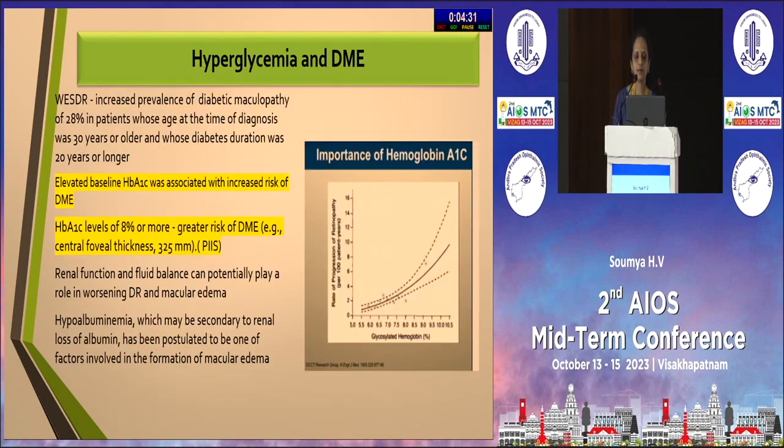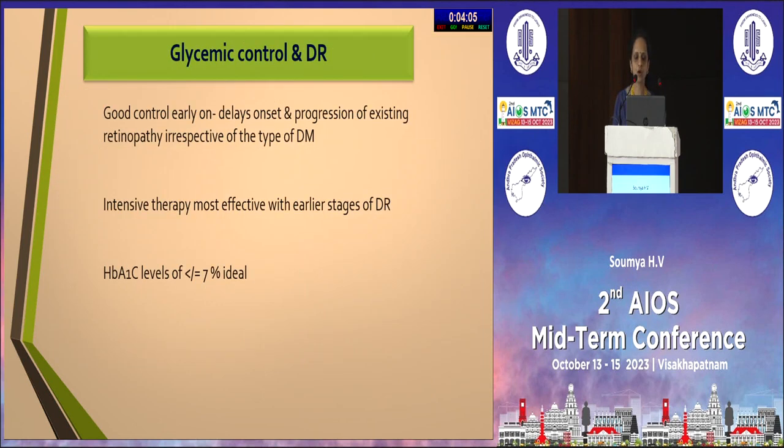So, coming to the relationship between hyperglycemia and macular edema, elevated baseline HbA1c levels are always associated with increased risk of macular edema. Levels of 8% or more carry a greater risk of macular edema, manifesting as increased central foveal thickness. So also renal function and fluid balance play a major role in worsening retinopathy and macular edema. Overall, intensive therapy is most effective in the earlier stages of retinopathy to prevent eye-related complications, and an HbA1c of 7% or less would be ideal.